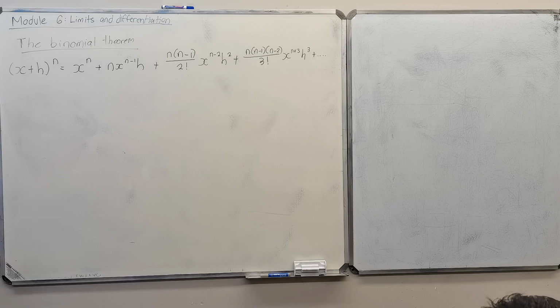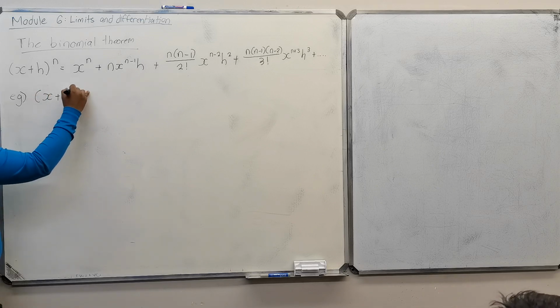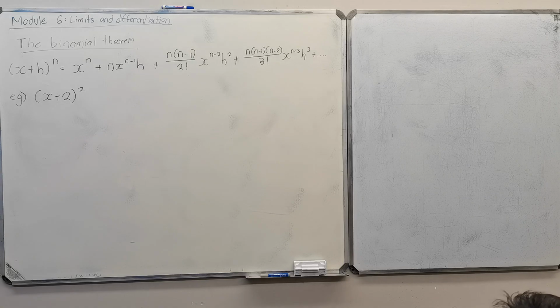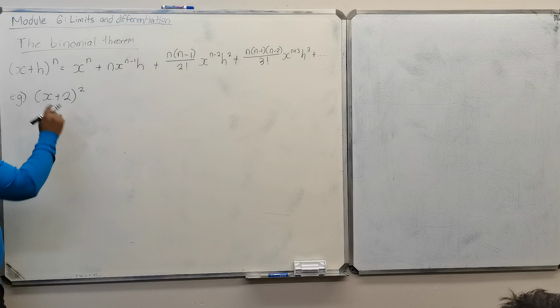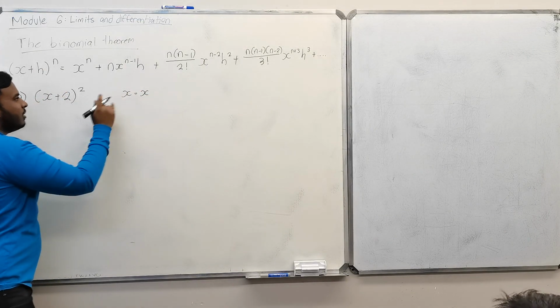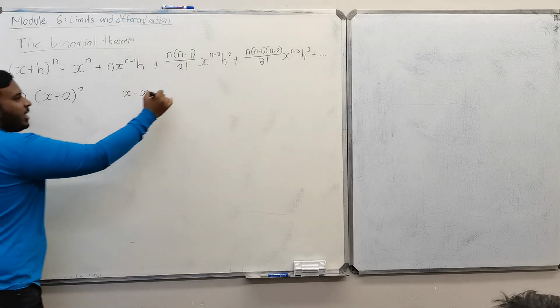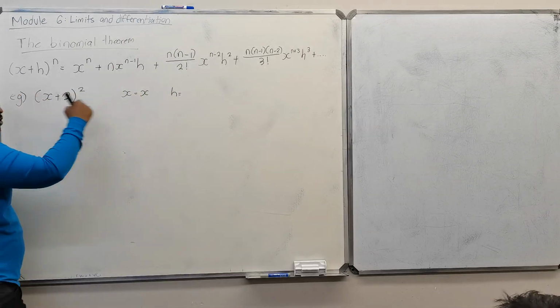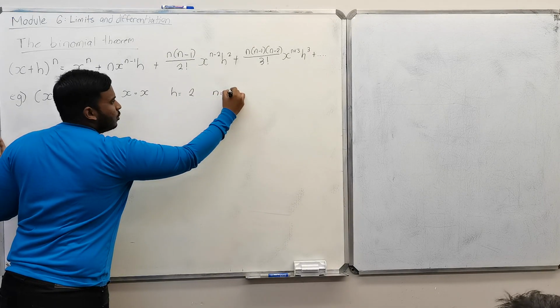So let's do examples, right? I'm going to do 5 examples in this video, but then you should understand the concept of it. So they want to know x plus 2 squared. Now, in general, we would have just done x plus 2 times x plus 2, because it's small. But let's do it using the binomial theorem. Looking at this, you can tell that your x is equal to x, your h is equal to 2, and your n is equal to 2.